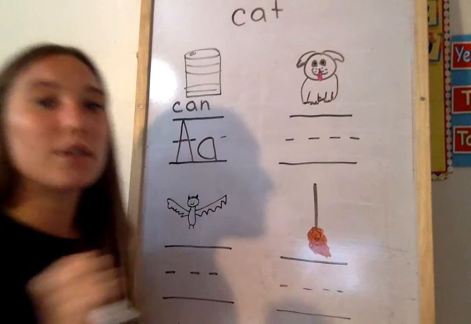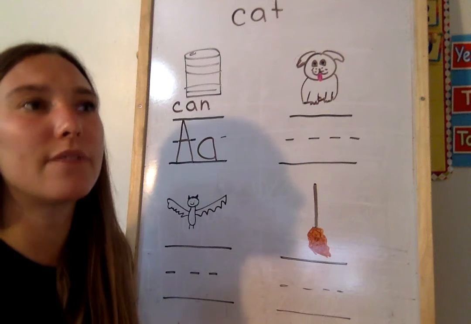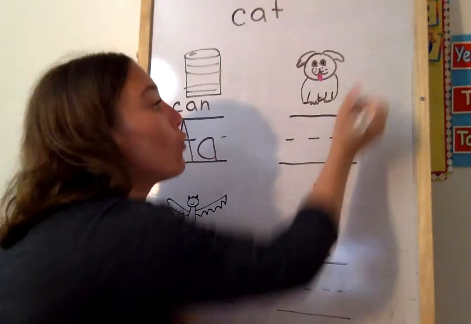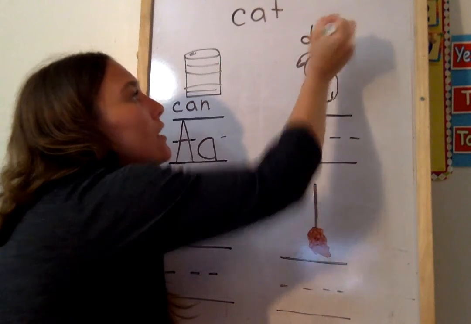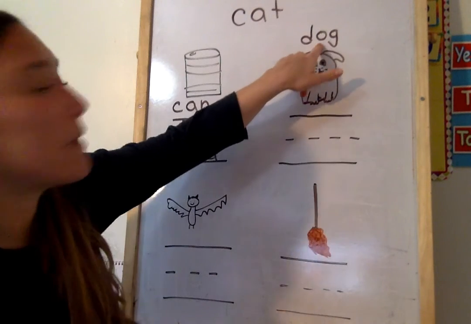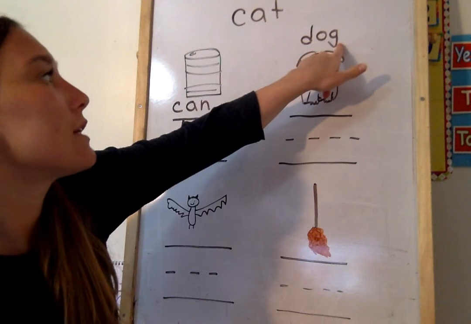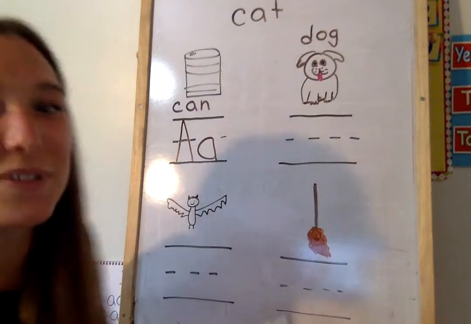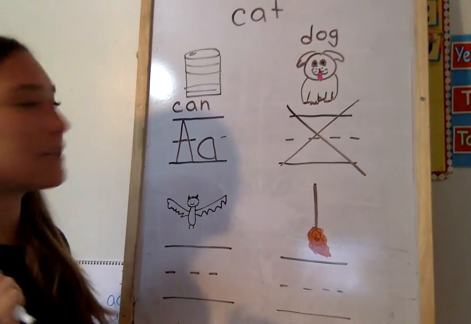Okay, dog, d-og. Do we hear an A in the middle of d-og? We don't, it's an O. So I'm going to write dog up here. D-O-G. So the first sound here is d. The middle sound is O, and the ending sound is G. Even I'm getting confused. All right, so I'm not going to put A underneath our dog.